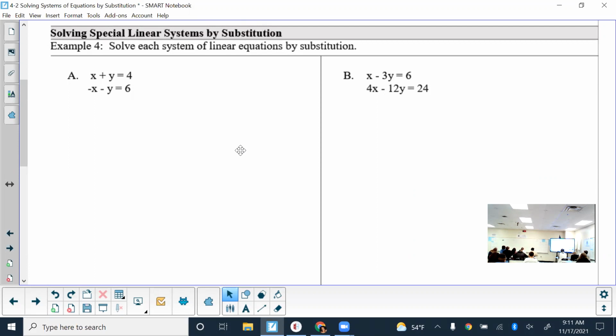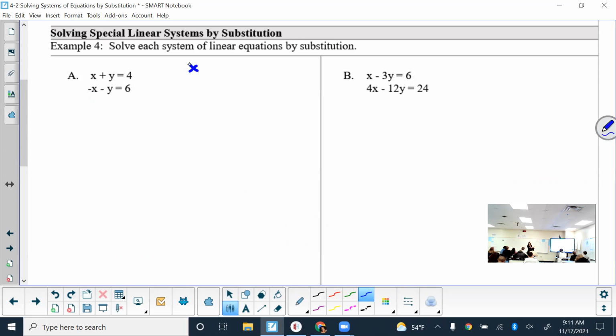Infinitely many and no solution. Since we're not graphing these, you have to know what it looks like algebraically. So we're just going to go through the process like normal. We're just going to pick one of these equations and solve for the variable. So which one do you want to pick?